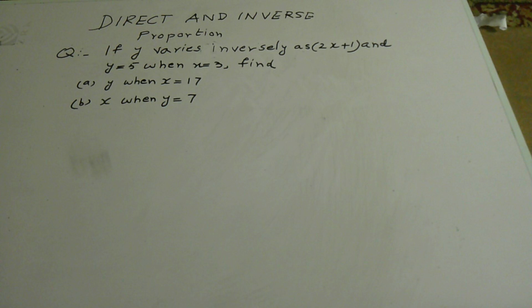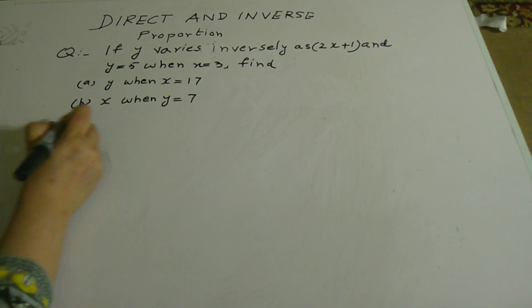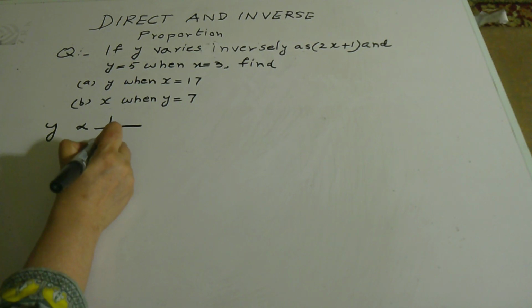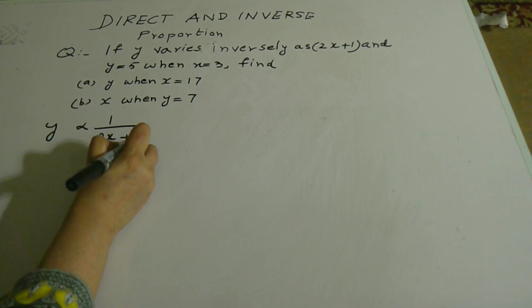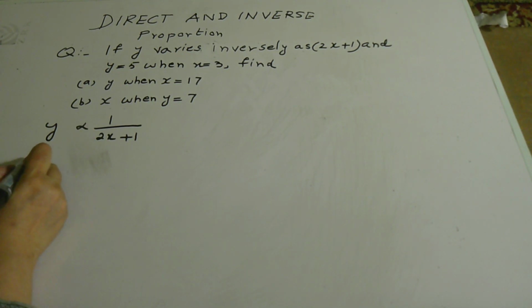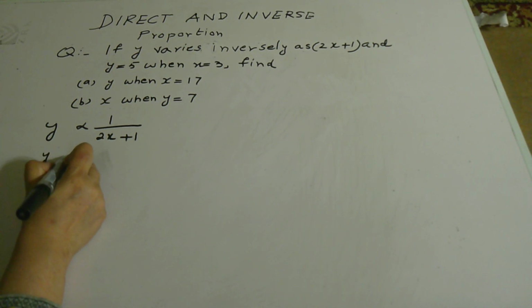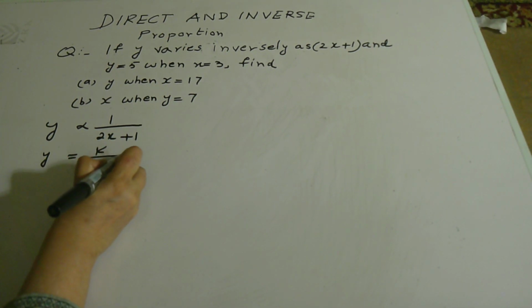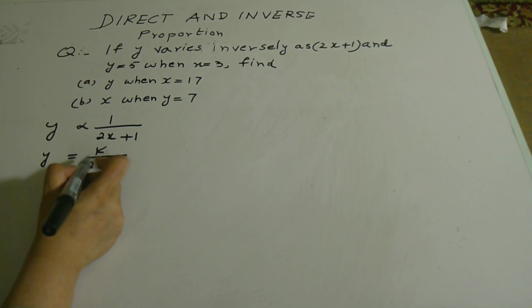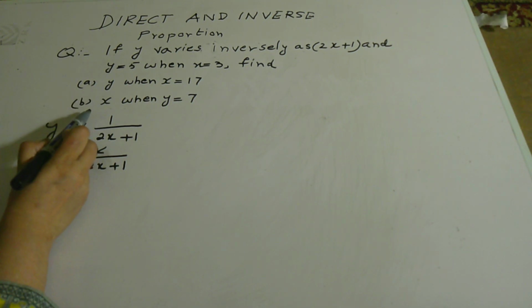First of all you will write down the formula, which is y is inversely proportional to 1 over 2x plus 1. This is the symbol of proportional. So you have to solve it. You can say it also k. So y is equal to k over 2x plus 1. First of all you will find k, then you can find the value of y and value of x.